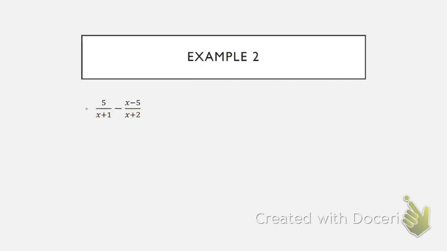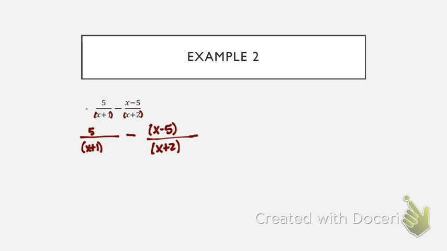Okay, so in this example, we don't have a common denominator. I have an x plus 1 and an x plus 2, and those are not the same thing. The thing with common denominators is these are factors. They're protected. Even though they're not in parentheses, we need to think of them as parentheses. So think of them as factors. So my first fraction, I have 5 over x plus 1. Second fraction, I got x minus 5 over x plus 2.